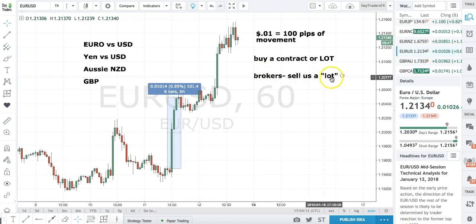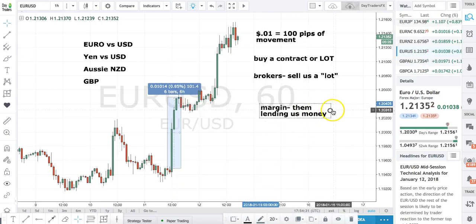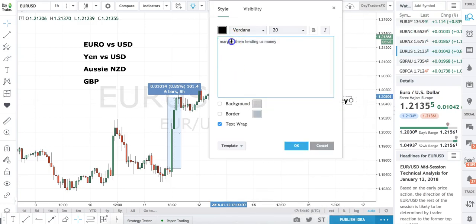So brokers are going to help us get in and out of the market. They're going to sell us a lot. And because it's such a big market, they're going to put up what we call margin. And that margin is basically them lending us money. So, when we trade, you might have heard margin, leverage, all of that stuff, and probably the better term here is leverage. We're trading on margin, so let's call this leverage.